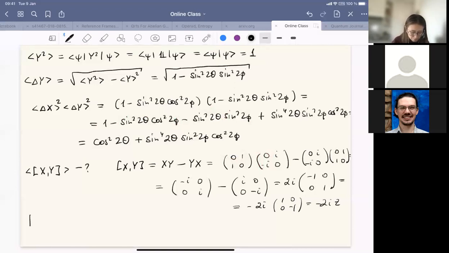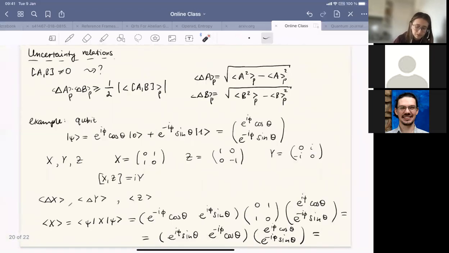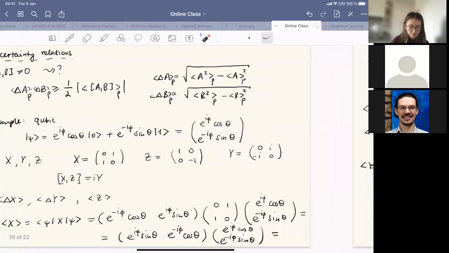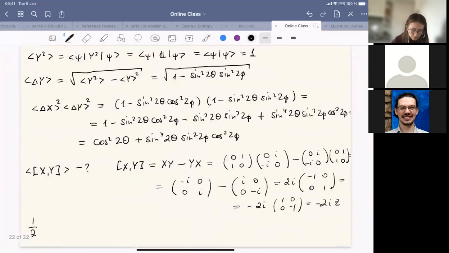Then the modulus. The expression that we want to compare our product of variances to is the one I mentioned here. So here we just want to confirm that this holds, given this example: it is 1/2 of the modulus of the average of this commutator.